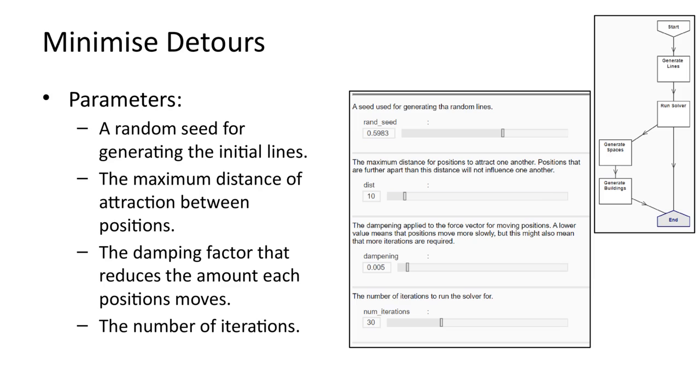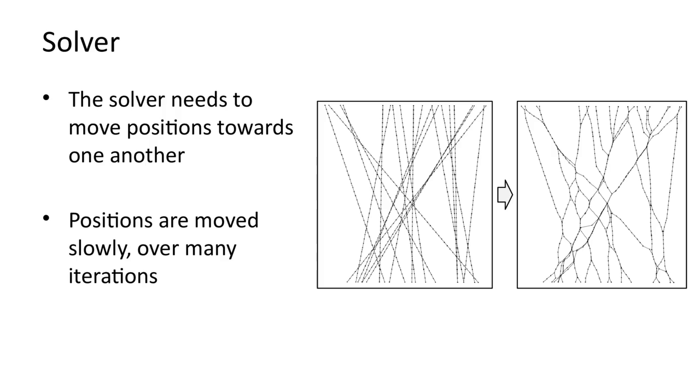Next, we will focus on the code in the solver node. The task of the solver is to move positions towards one another. To do this, the solver iterates many times, each time calculating new coordinates for the positions. To get the correct clumping behavior, the coordinates need to be updated gradually, in many small steps.